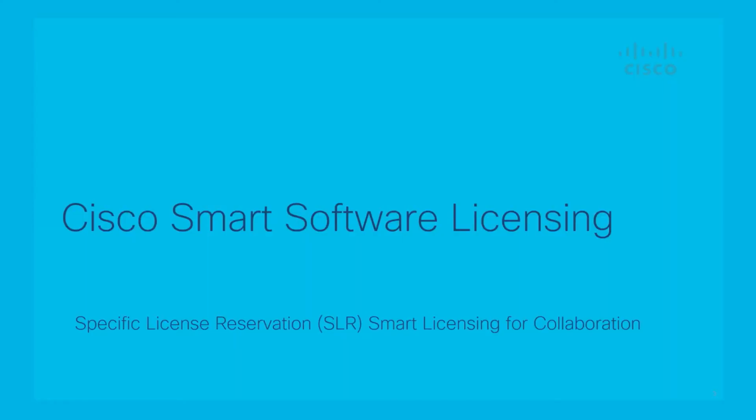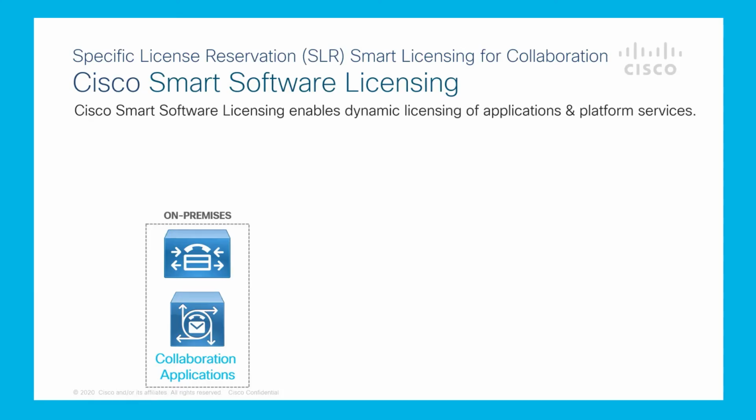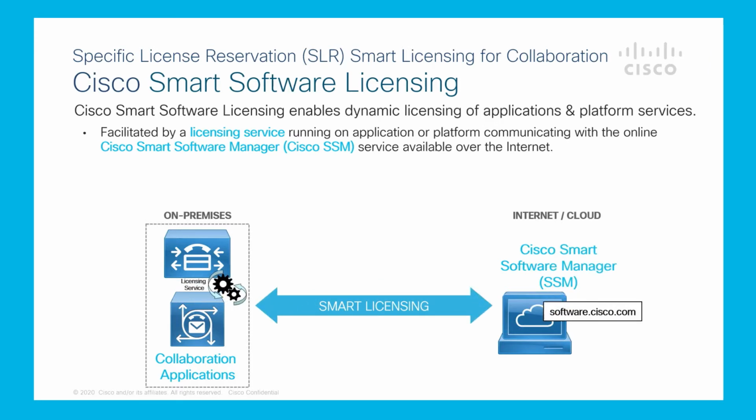Let's get started with a short overview of Cisco Smart Software Licensing for collaboration. First, Cisco Smart Software Licensing enables dynamic licensing of applications and platforms, including collaboration products like Unified Communications Manager and Unity Connection. Cisco Smart Licensing is implemented with a licensing service running on an application or platform which communicates with the Cisco Smart Software Manager, or Cisco SSM service, available online at software.cisco.com.